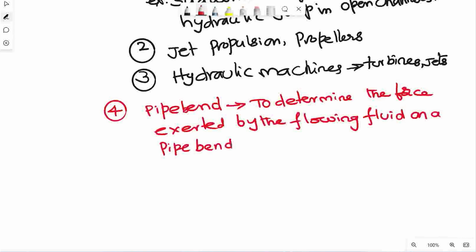So this principle is used, and in your syllabus, they have mentioned clearly how to solve the pipe bend problems. That's what they have given in your syllabus also. So straight away I will take it.